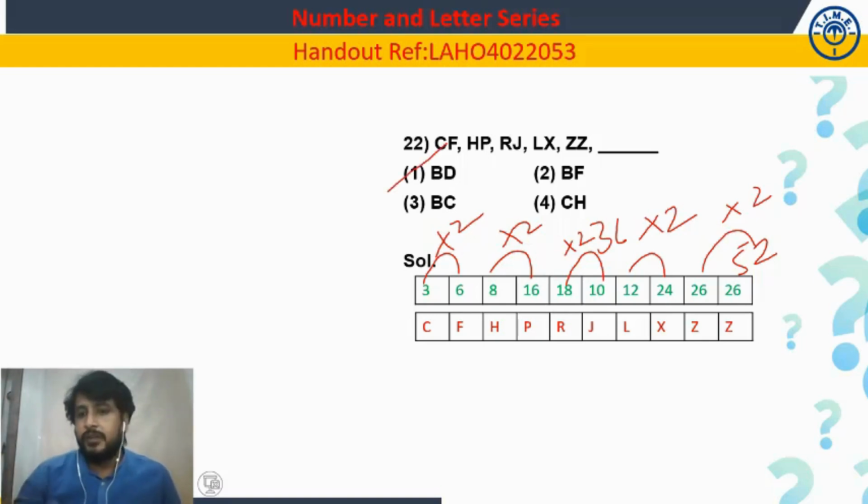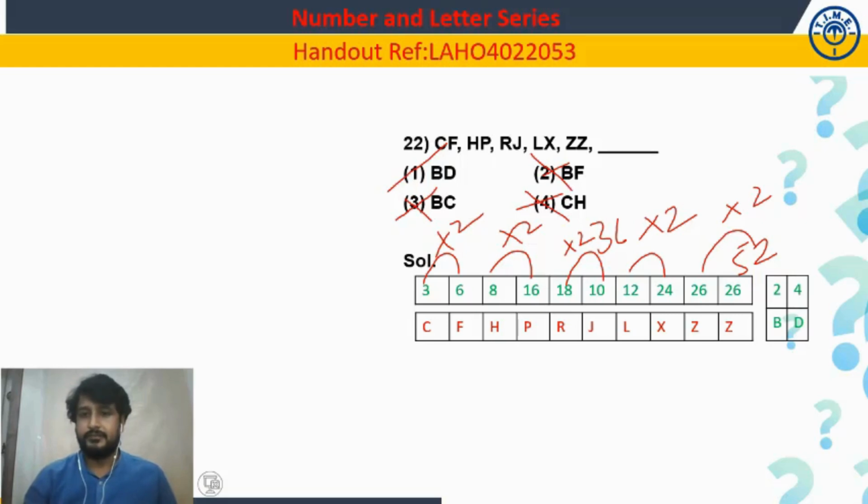Perfectly matching the first option. If you want to cross-check the remaining, second option, B's place value is 2, F's place value is 6. So 2 into 3? No. Our logic should be into 2 only. B, C? No, 2 and 3 place values. C and H? 3 and 8, not into 2. So not the option. So which option is correct? Simply the first option.